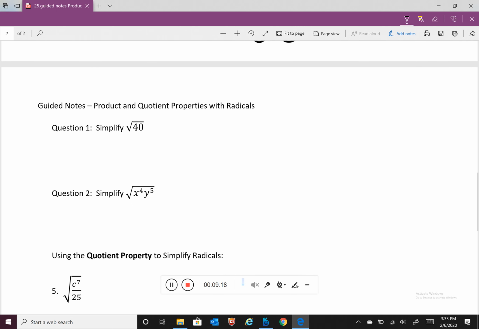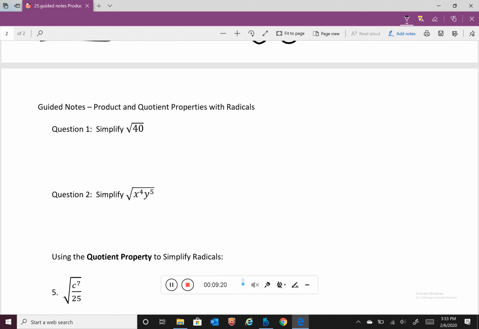I have 2 questions for you to do here. So simplify the square root, be conscious of your root, of 40. And then simplify again the square root of x to the 4th times y to the 5th.